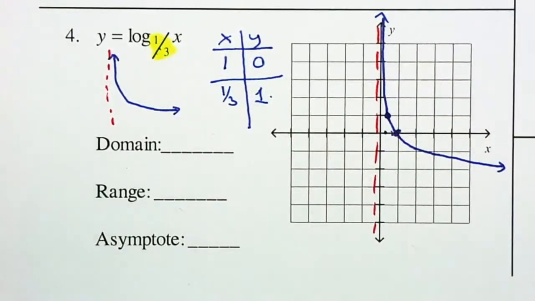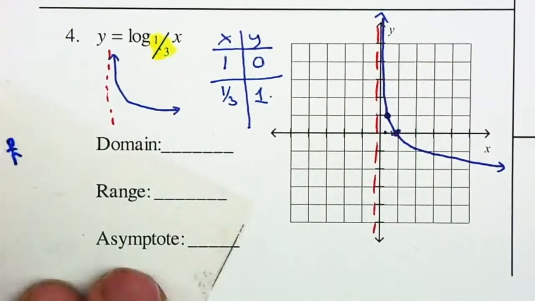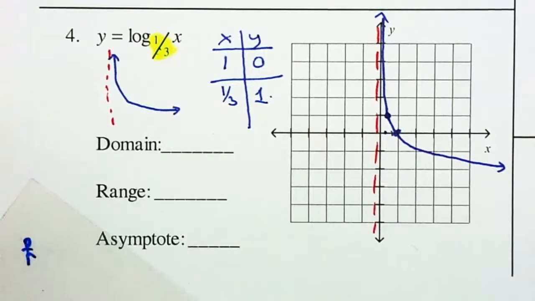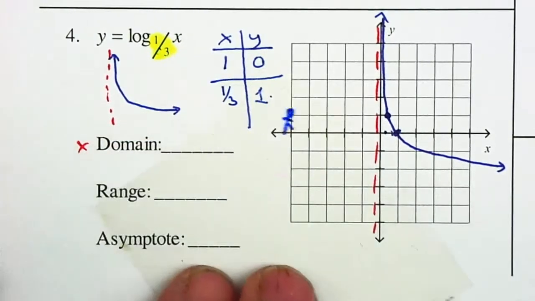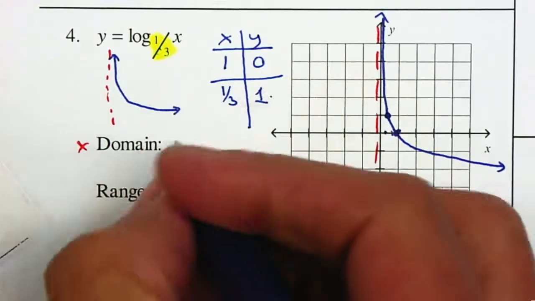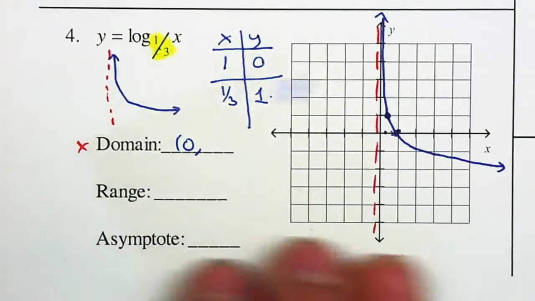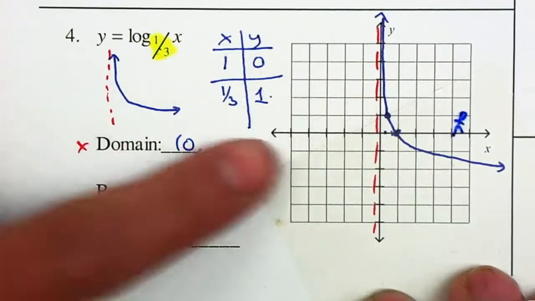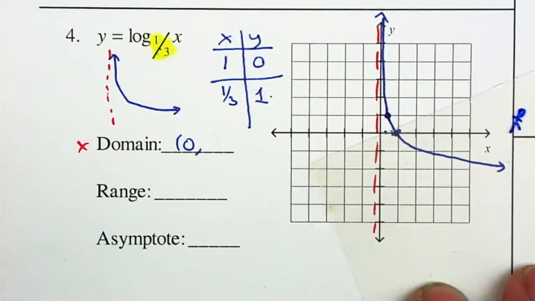Now, let's go through the components. My domain are my x values. So if I'm walking on the line, at what point do I start seeing a graph? I start seeing it at 0. So from 0 all the way to positive infinity, because that graph continues.